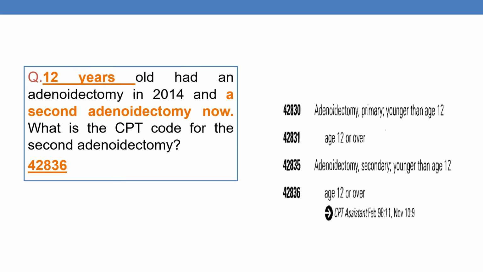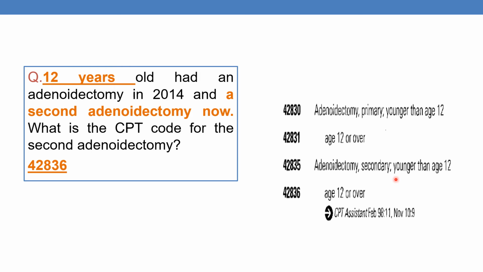Coming to next question, a 12-year-old had an adenoidectomy in 2014. That is, the primary adenoidectomy was already performed, and now the patient presents for a second adenoidectomy. What is the CPT code for secondary adenoidectomy? Under adenoidectomy, you can find there is a separate code for primary and a separate code for secondary.